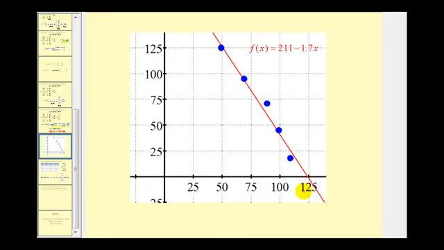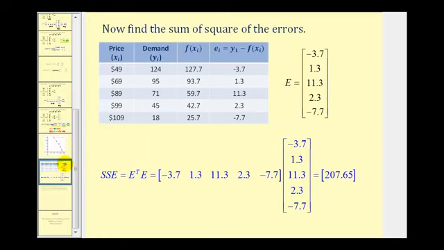Now we're also asked to find the sum of the squares of the errors. So to do this, I recommend creating a table similar to this, where the first column is the given x values, the second column is the given y values. This third column here are the y values or function values from the regression equation, f of x equals 211 minus 1.7x. So the difference between y sub i and f of x sub i is the error, which we see here in the third column, which we need to form matrix E to find the sum of the squares of the errors.